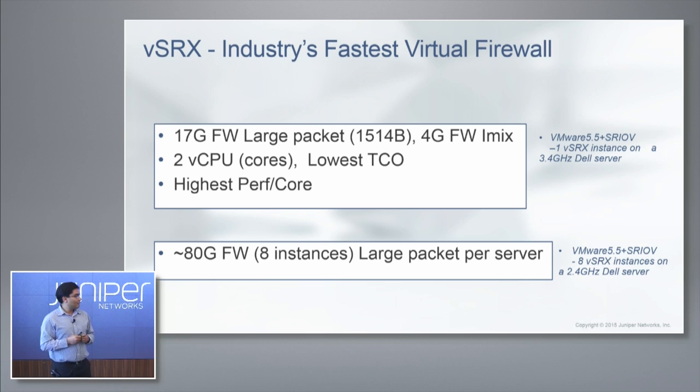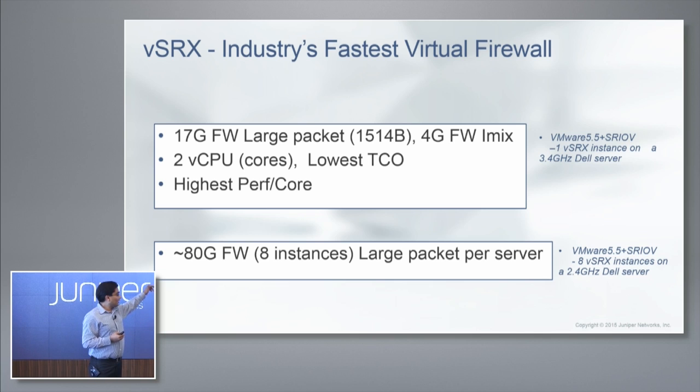This is based on VMware 5.5 plus SR-IOV, leveraging a 3.4 gigahertz Dell server. One of the key points here is also about efficiency. We can do this level of performance using only 2 virtual CPUs. I have done some competitive analysis. The best I have seen in a data sheet is somebody who can do a 10 gig virtual firewall, but they are using 8 virtual CPUs. And as you can imagine, it's all about using fewer resources in a virtualized x86 environment.